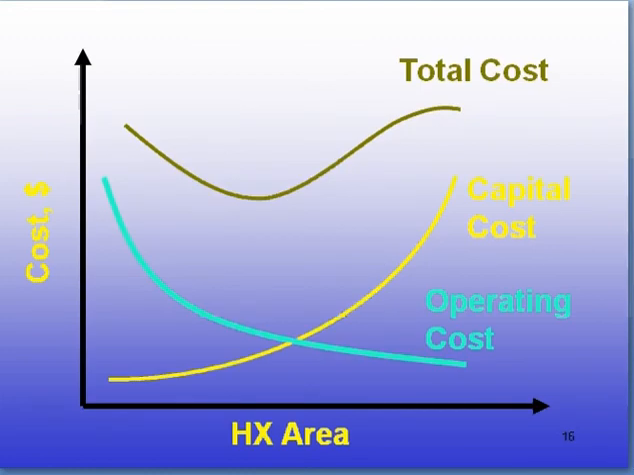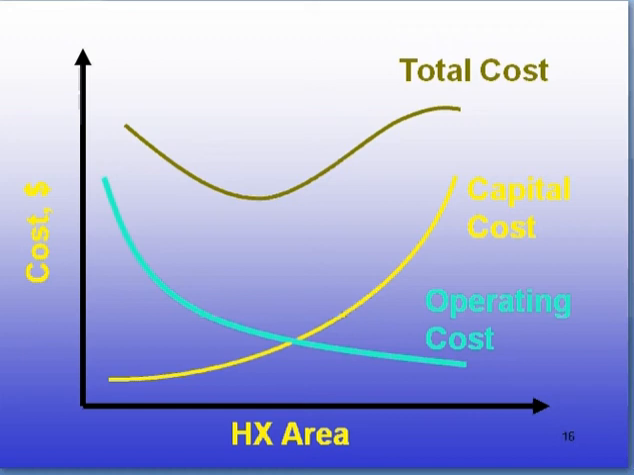As an engineering analysis, you want to look at the total cost. Here we have the operating cost, which deals with your efficiency. The larger the area, the smaller the gradient, the more efficient and the lower the operating cost. But the larger the area, the more metal we have in the exchanger and the higher the capital cost for that exchanger.